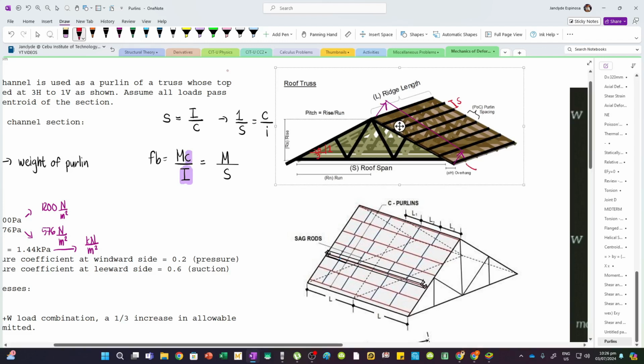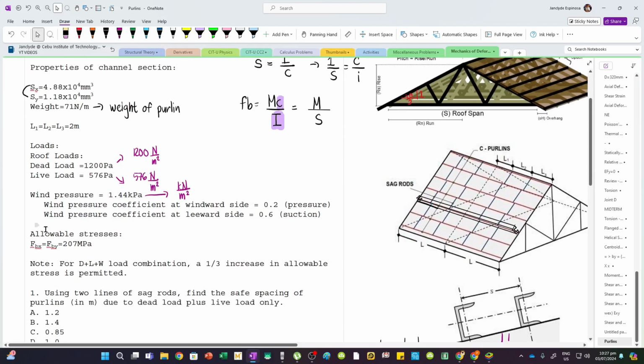Again, this is for suction. And then, for the windward side, pressure, it's toward. But this is essentially acting over the roof. Pressure kasi yan. That's force acting over an area. Yan. Erase natin.